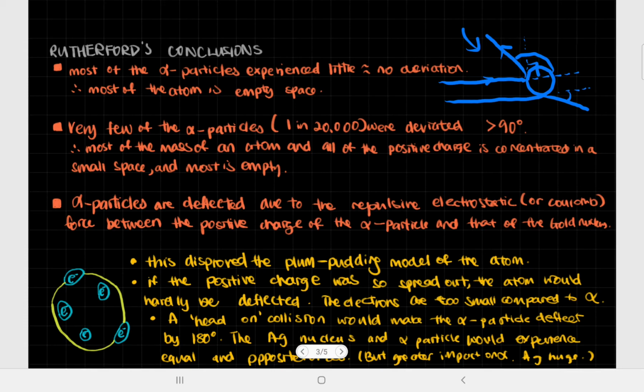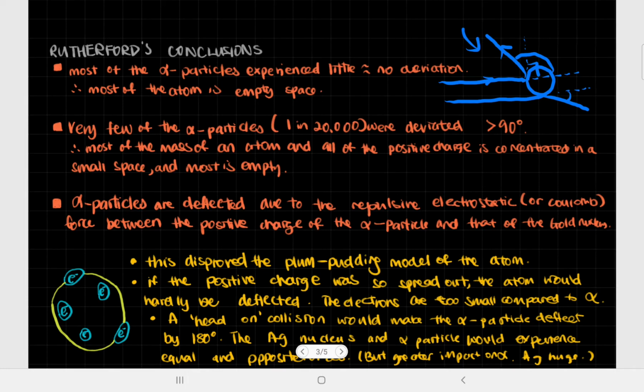The third conclusion is that alpha particles were deflected due to the repulsive electrostatic or Coulomb force between the positive charge of the alpha particle and that of the gold nucleus. So the gold nucleus obviously has a positive charge because it's constituted of protons and neutrons, and therefore if you went close enough to it, it was deflected.